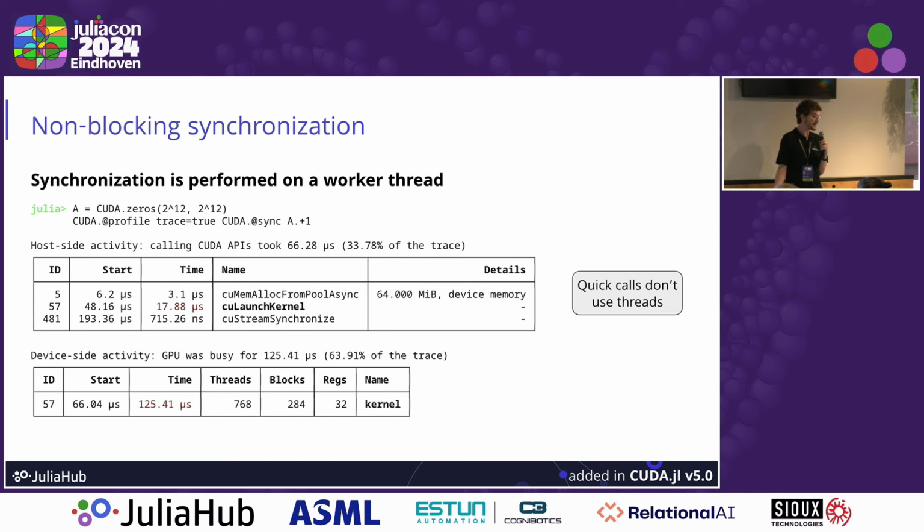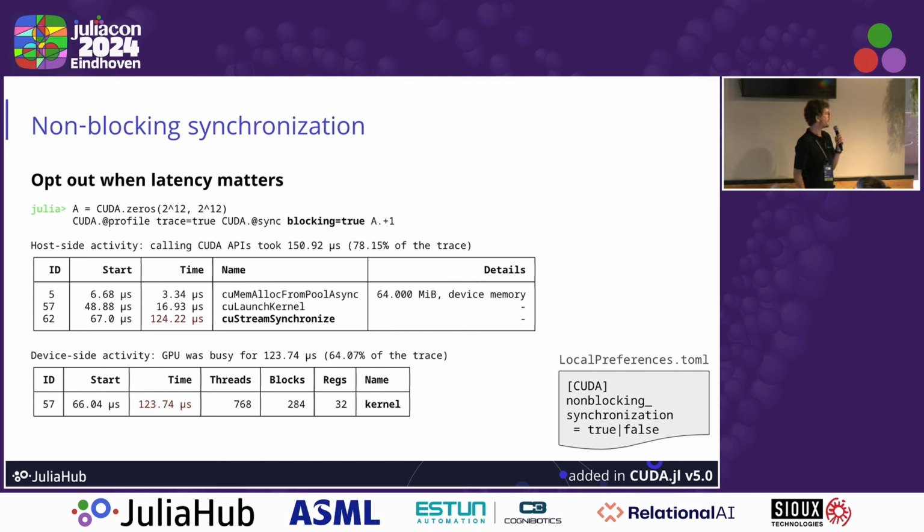Hopefully that design should make it possible for everybody to use this without inducing additional latency in the application. Nonetheless, I've heard from some people that applications which are extremely latency sensitive cannot risk running into this. And for them, it's always possible to pass the blocking equals true argument to the synchronization functions in CUDA.jl, which will make it immediately call into the blocking function just like before. And it's also possible to set this with a preference. So if in your local preferences.toml you specify non-blocking synchronization equals false, then we'll also always be using the old implementation that guarantees better latency.